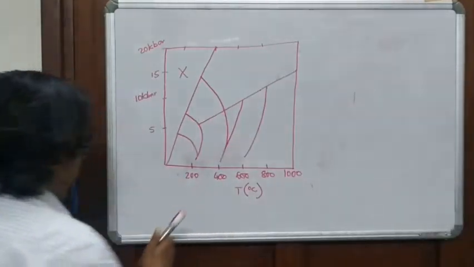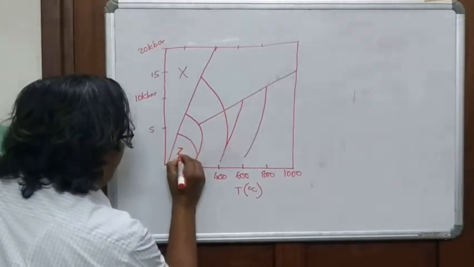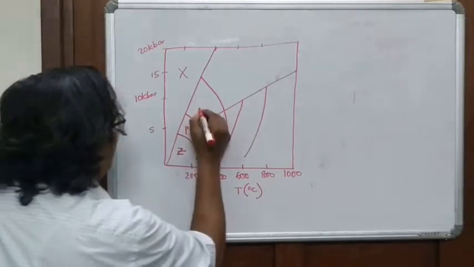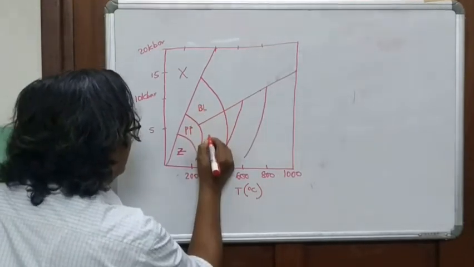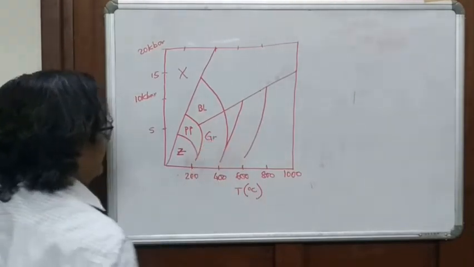Now I gave certain names to this. These are all facies: zeolite, PP, BL, GR.